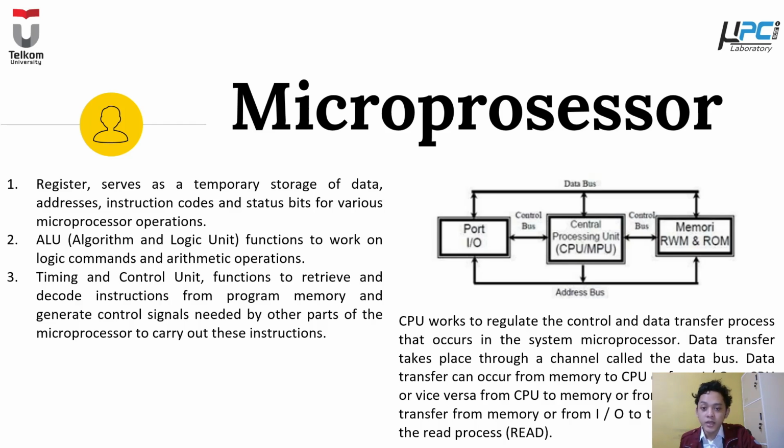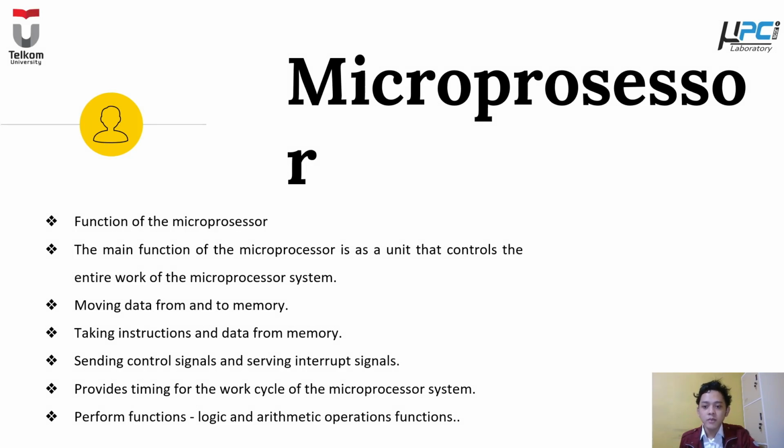So let's get to the next part. Function of the microprocessor. The main function of the microprocessor is a unit that controls the entire work of microprocessor system, moving data from and to memory, taking instruction and data from memory, sending control signals and serving interrupt signals, providing timing for the work cycle of the microprocessor system. And the last one is to perform logic and arithmetic operation functions.